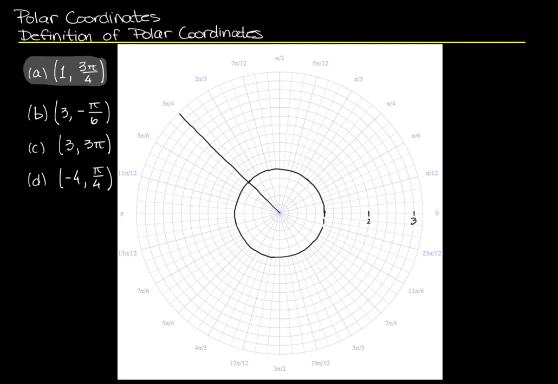There's the circle. Where those two curves intersect right here is the point 1, 3 pi over 4 in polar coordinates. From here, I've gone out a radius of 1, having labeled it 1, having decided that's what 1 was going to be. I defined that to be the radius of 1. And I've gone around 3 pi over 4. So this point right here has coordinates 1, 3 pi over 4.